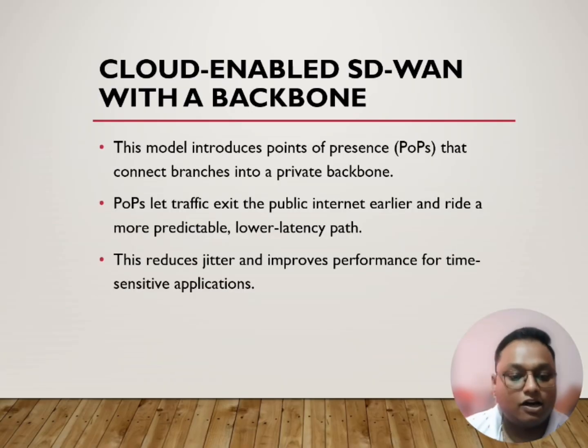The third model that we have is cloud-enabled SD-WAN with a backbone. This model introduces a point of presence, or POP location, that connects branches into a private backbone. This POP lets the traffic exit the public internet earlier and ride a more predictable, lower latency path. For example, a branch can forward traffic to the nearest POP location, which then uses the backbone to reach other regions. This reduces jitter and improves performance for time-sensitive applications. The trade-off is dependency on the backbone provider's coverage.